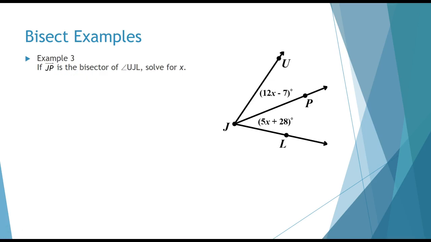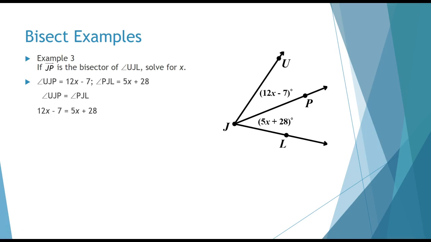Let's look at this last example with expressions. We know that ray JP is the bisector of the giant angle. We're going to solve for x. So we know that angle UJP is worth 12x minus 7. We know angle PJL is worth 5x plus 28. And since we have an angle bisector, we know that those two angles are worth the same. So I'll substitute and set them equal to each other.